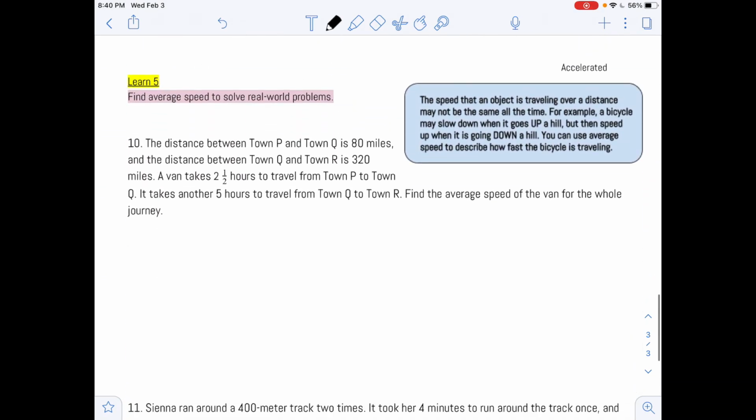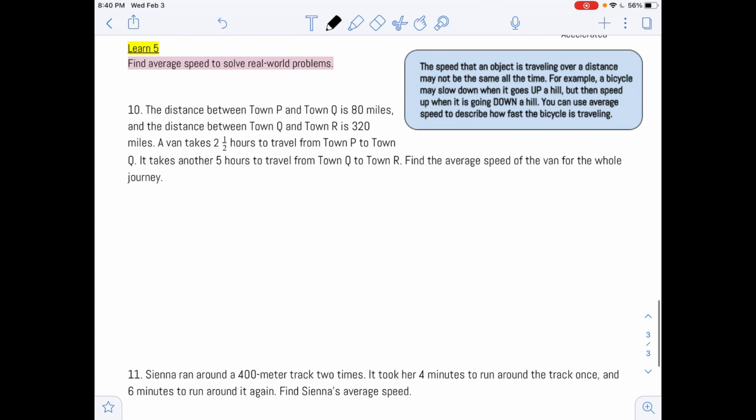Moving on to the last learning objective, finding the average speed of word problems. When we think about what average speed is, this happens where maybe an object is traveling over a distance where the speed might not always be the same. For example, when a bike slows down when it goes up a hill, or maybe then it speeds up as it goes down a hill. In finding the average speed, we're trying to find how fast the bike might have been traveling overall.